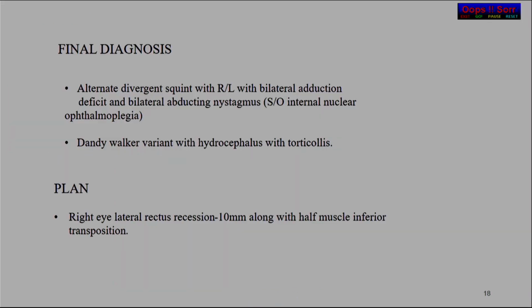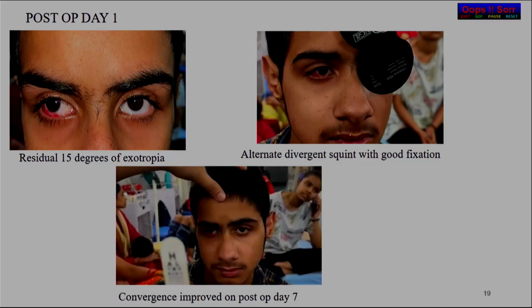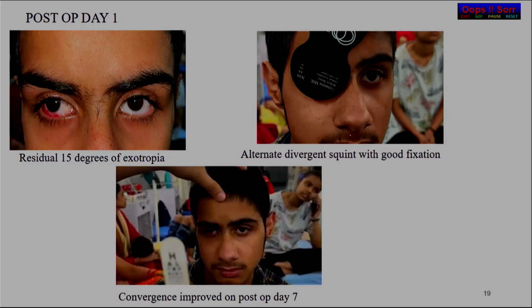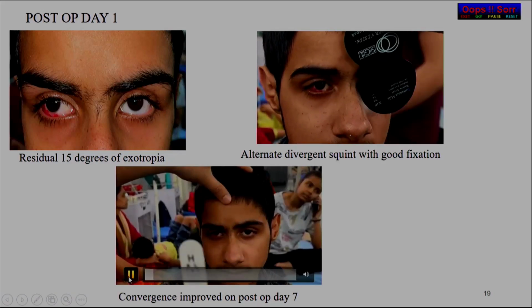For this patient, we planned right eye lateral rectus recession 10 mm with half muscle inferior transposition. On post-op day 1, you can see that there was only 15-degree exotropia, and there was alternate divergent squint with good fixation. On post-op day 7, the convergence improved.